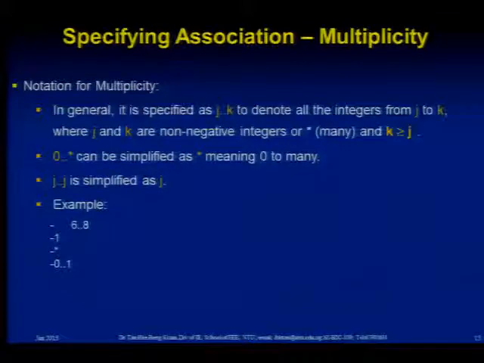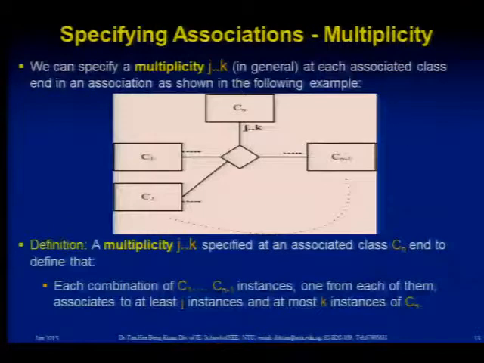Here 0 dot dot 1 has how many integers? 2 integers, 0 and 1, the lower limit and upper limit. So we use this notation to specify an integer interval for multiplicity, and we specify a multiplicity at each associated class end in the association. I'm going to show you now.